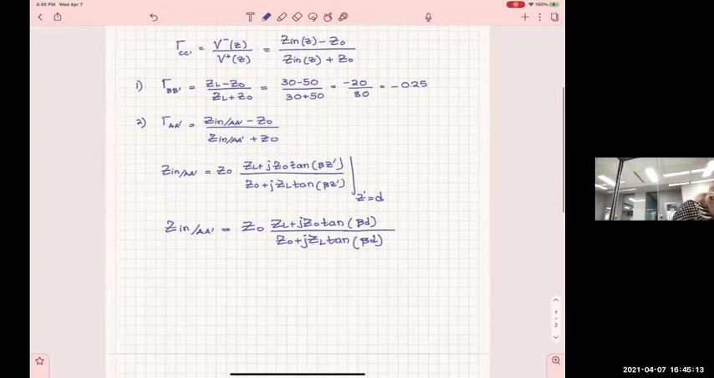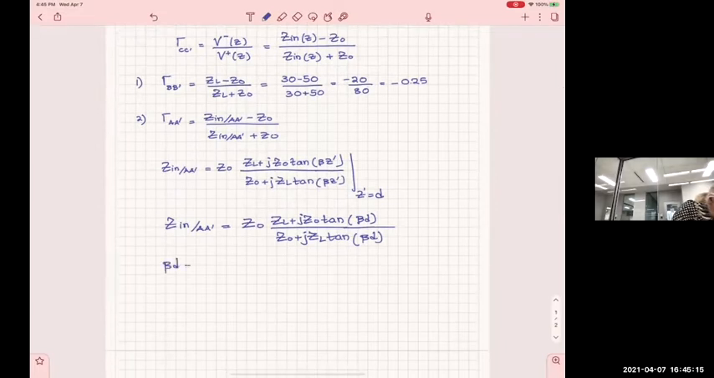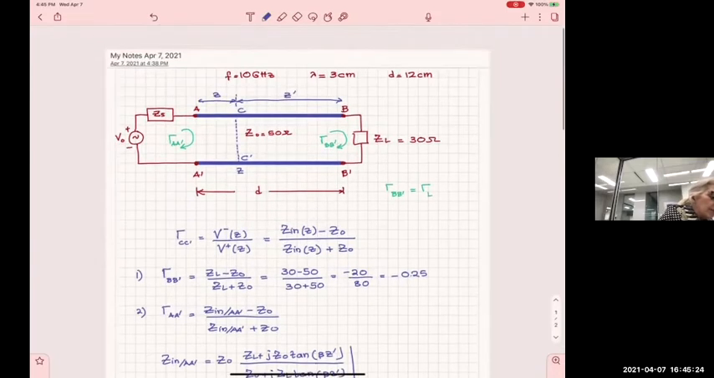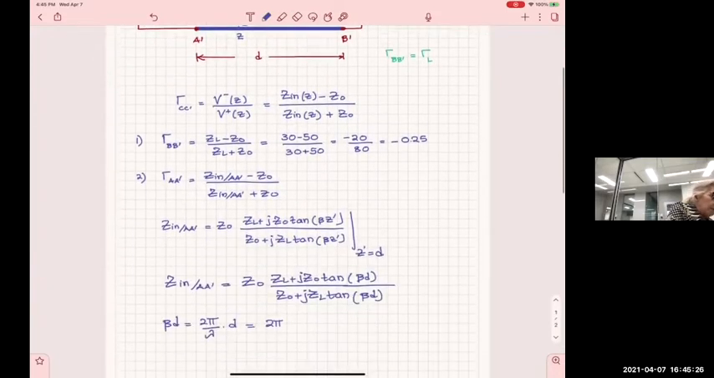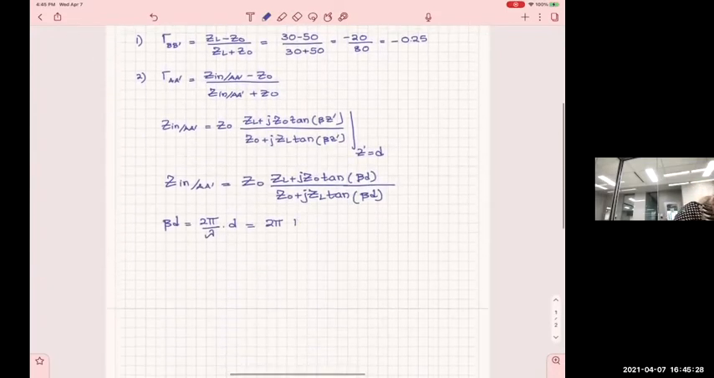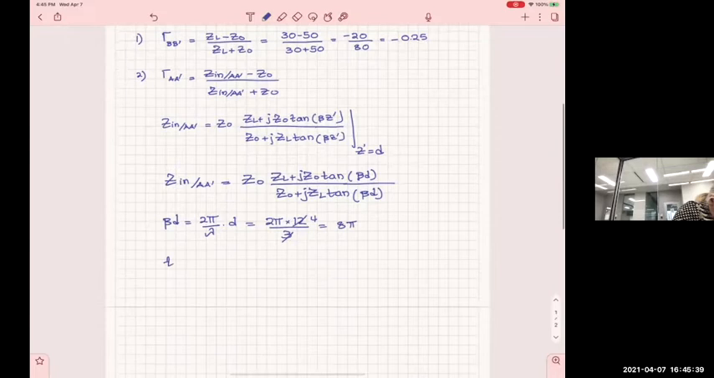How much is beta D? It's 2 pi over lambda times D. So it's going to be 2 pi, what, 2 pi times 12 divided by 3, which is 4, 8 pi. All right, how much is the tangent of 8 pi?